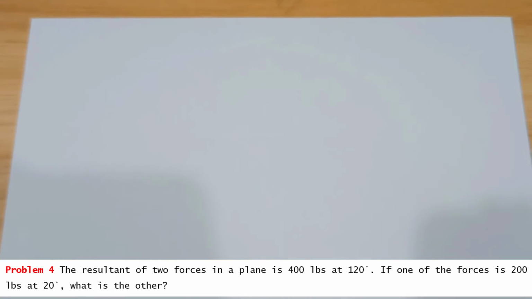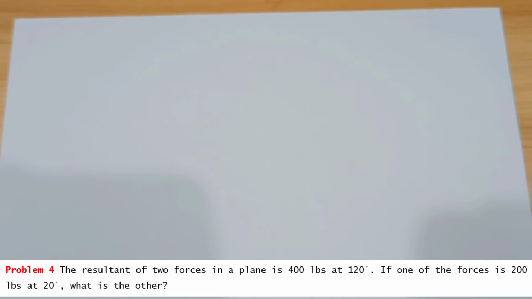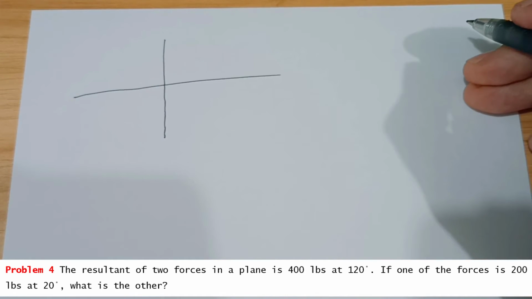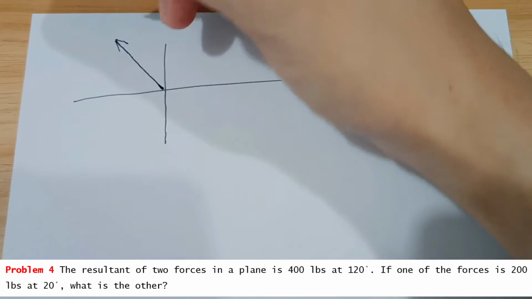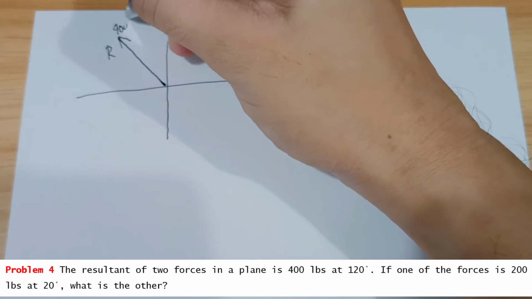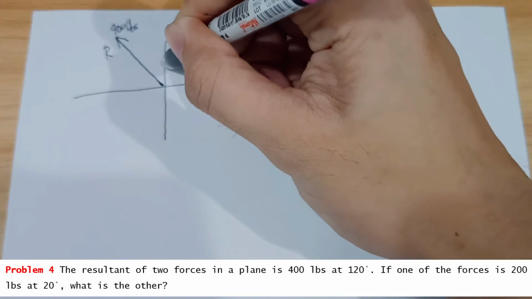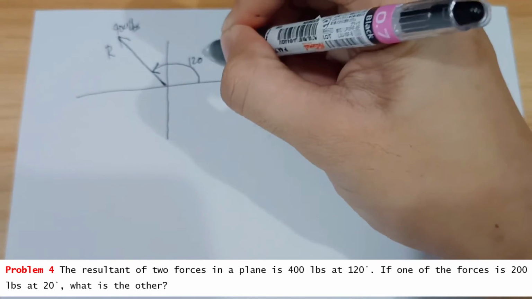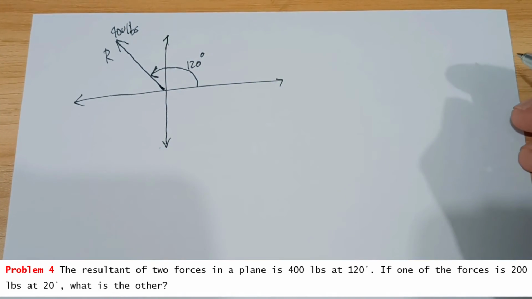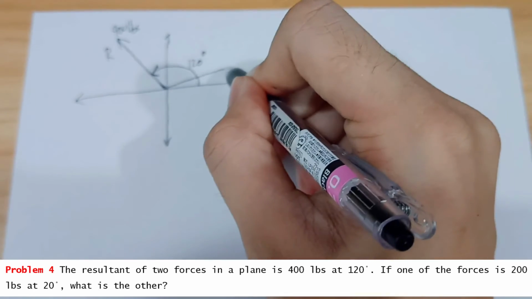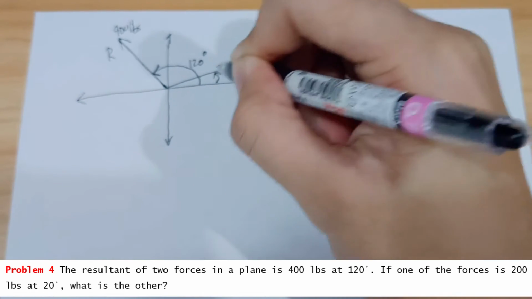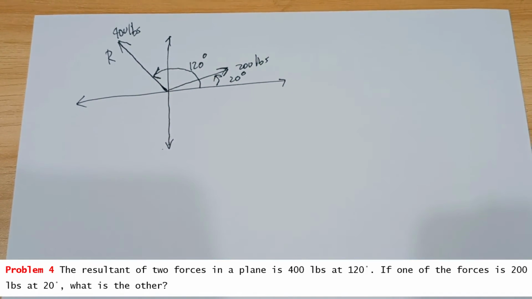Problem 4. The resultant of two forces in a plane is 400 pounds at 120 degrees. If one of the forces is 200 pounds at 20 degrees, what is the other? So ito, drawing natin. So ang resultant of two forces, 400 pounds at 120 degrees. So ito yun. Ito yung resultant natin. Ito yung 400 pounds. Tapos 120 degrees siya in standard position. Ito yung 120 degrees. Tapos ang isang force ay 200 pounds at 20 degrees. So ito yun. Ito yung 200 pounds. Dito, 20 degrees. So, ano ang isang force?